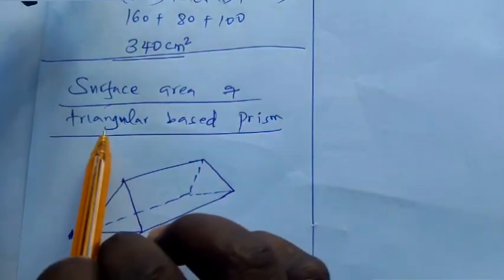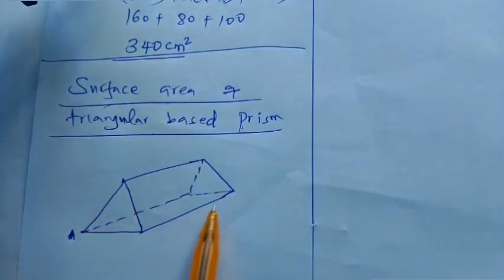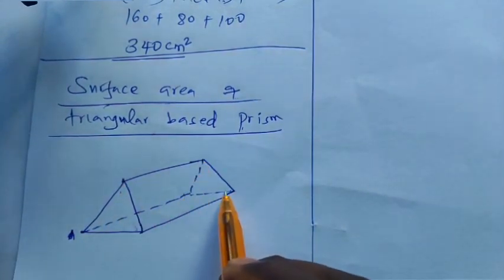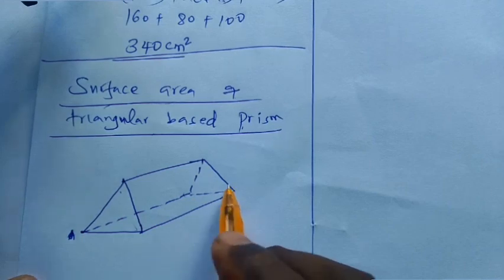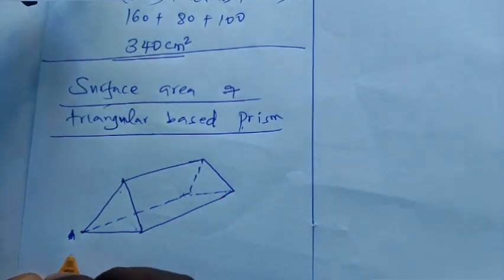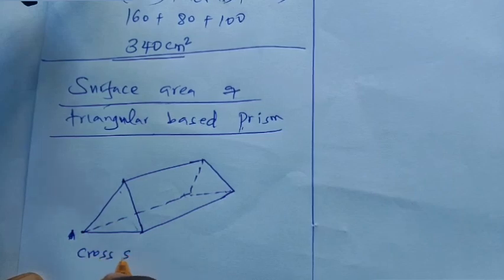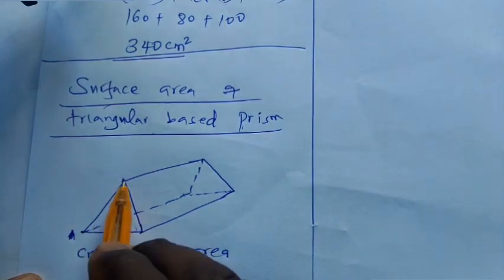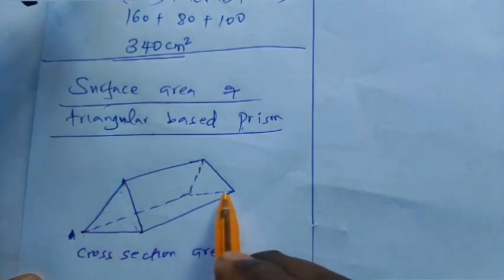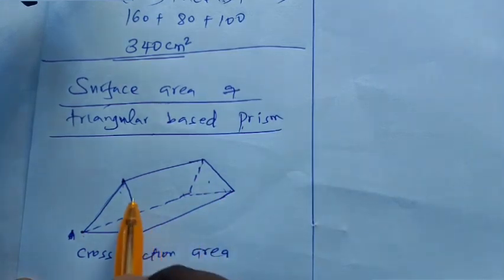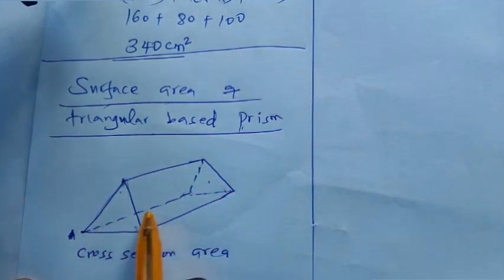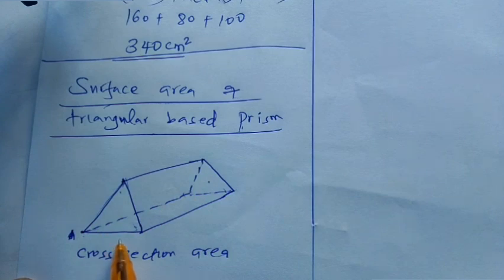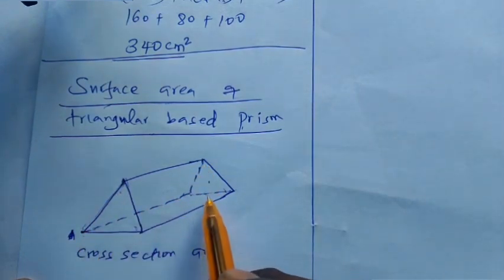Surface area of a triangular-based prism. This is a triangular-based prism. This triangle you see here and this triangle, they are similar and they form the cross-section area. The cross-section area is the shape which is the same. This one and this one are exactly the same. But we cannot say that this rectangle here is exactly the same as this one. That one may not be true. But this triangle here and this triangle, they are exactly the same.